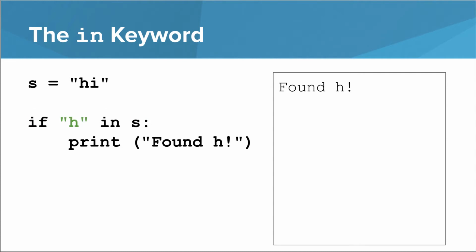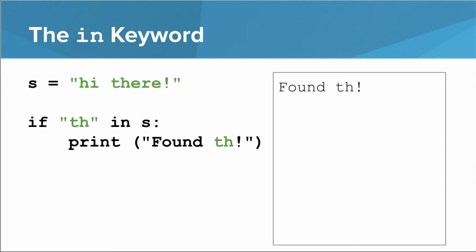You can also put a literal string to the left of the word in to test if it's in a string. The string to the left of in doesn't actually have to be just one character. It can be a multi-character string. Thus, the word in can be used to detect if one string is a substring of another string. In this case, hi is a substring of hi. A string is always a substring of itself. Here's another example, where we can see that th is a substring of hi there.